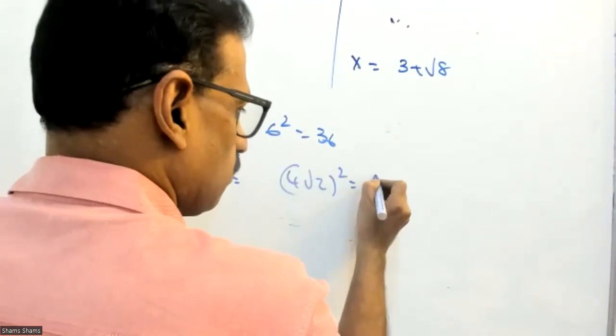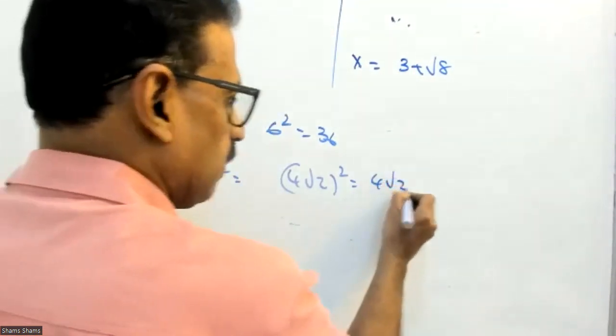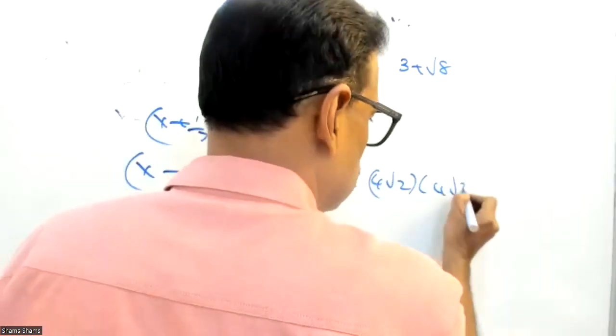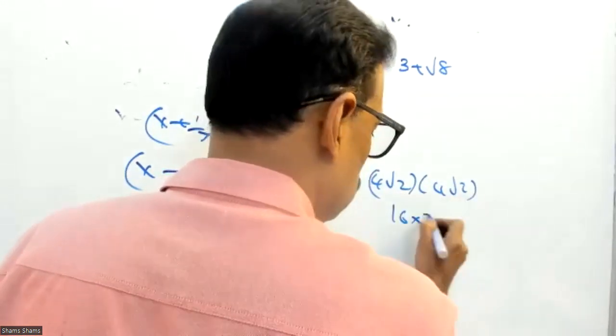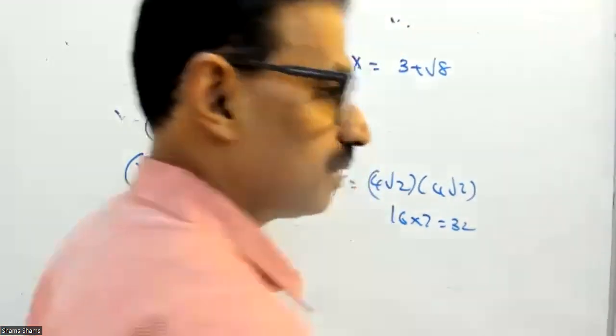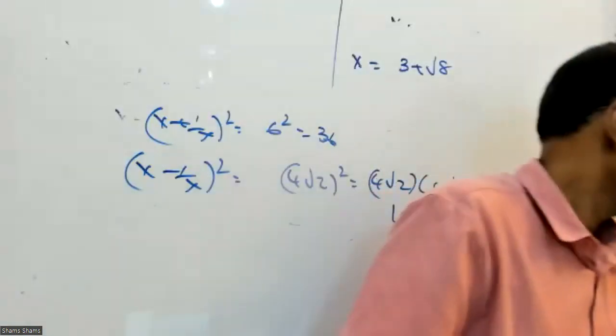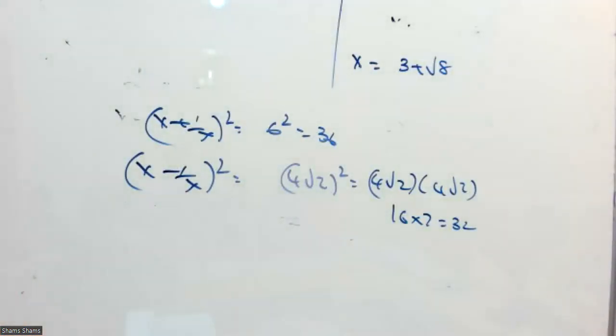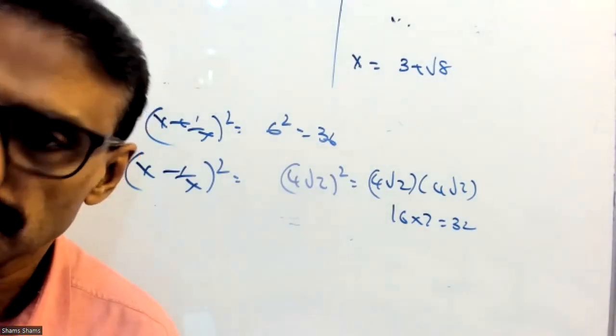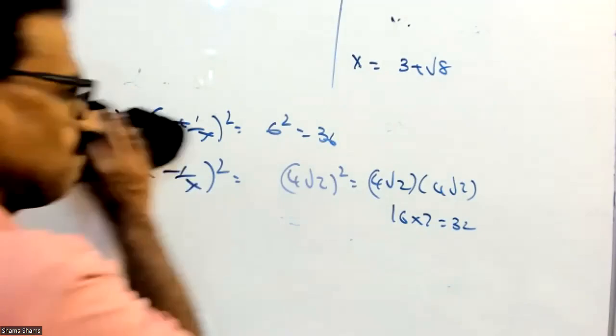That is 4 root 2 into 4 root 2. How much? 4 into 4? 16. Root 2 into root 2 is 2. So 32. Okay. Right? Corrected. Did anyone make mistakes? Correct it first. Okay. Next is what?